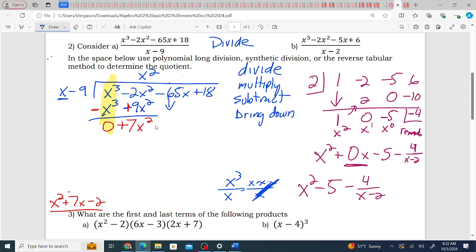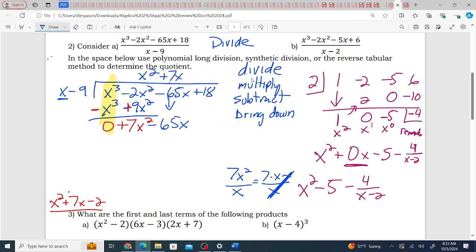So I bring down the negative 65x. Now I need to divide again. I'm back to the top. So I've got 7x squared divided by x. Well, that's 7 times x divided by x. I got an x on top and bottom. So what does that leave me with? That leaves me with a positive 7x. So that was the divide.